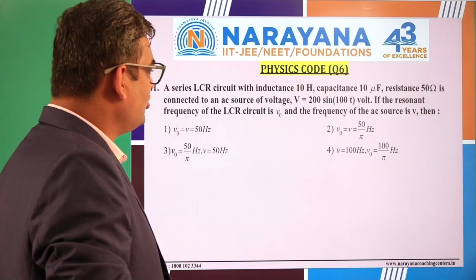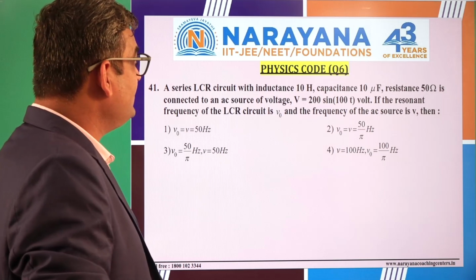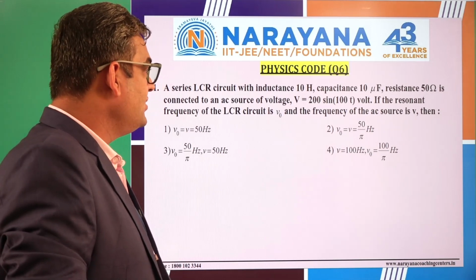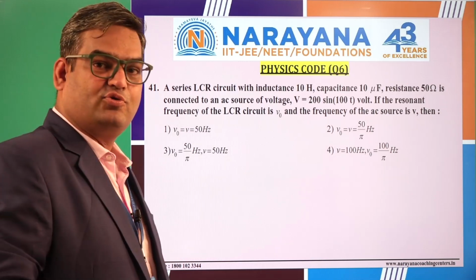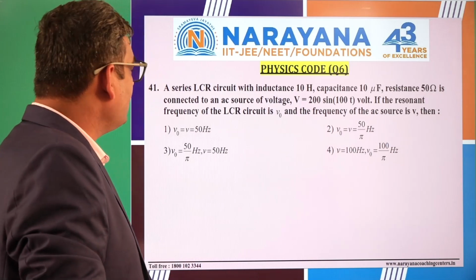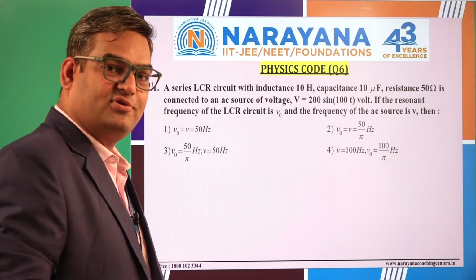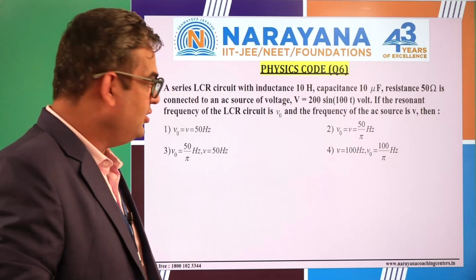So let's begin with question number 41. A series LCR circuit with inductance 10 Henry, capacitance 10 microfarad, resistance 50 ohm is connected to an AC source of voltage 200 sin 100t volt. If the resonant frequency of the LCR circuit is nu naught and the frequency of the AC source is nu, then... So we just have to calculate both the values.